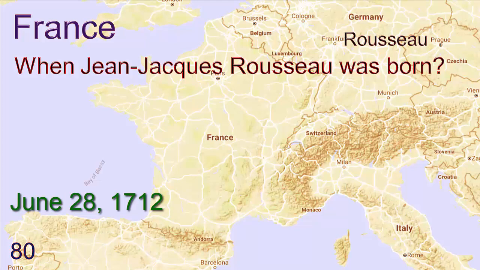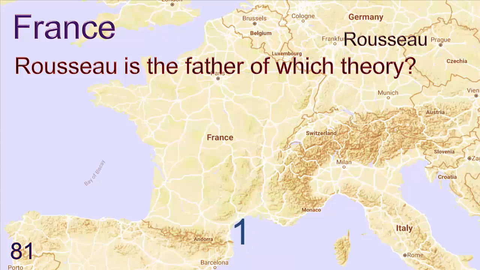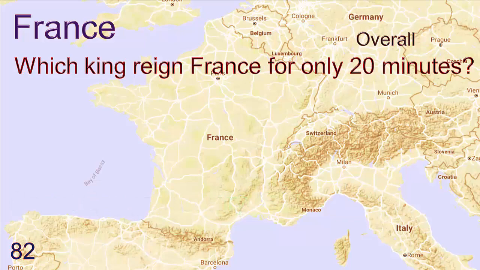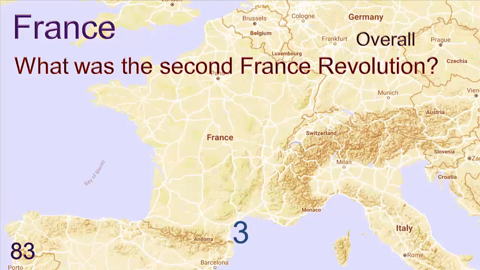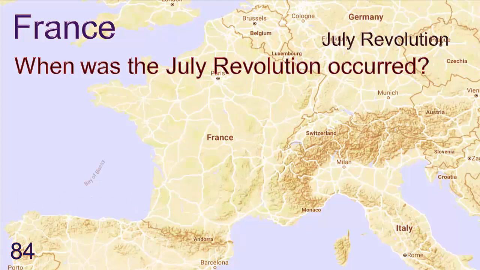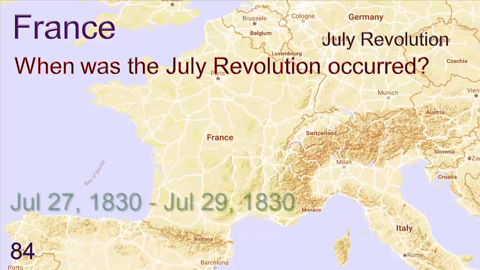June 28, 1712. Rousseau is the father of which theory? Social contract theory. Which king reigned France for only 20 minutes? Louis XIX. What was the second France Revolution? July Revolution. When was July Revolution occurred? July 27, 1830 to July 29, 1830.